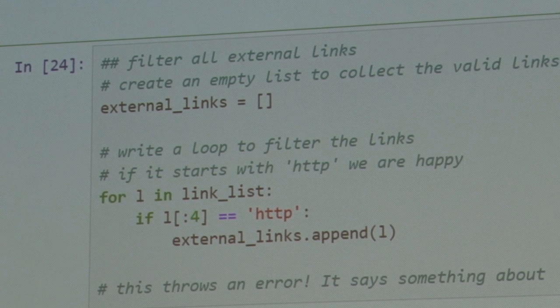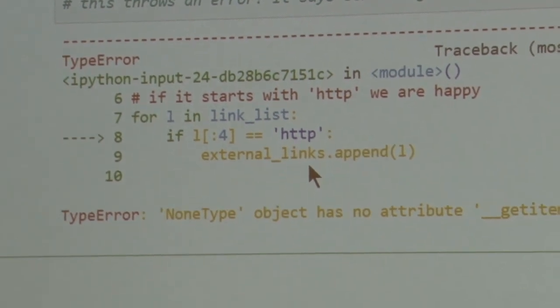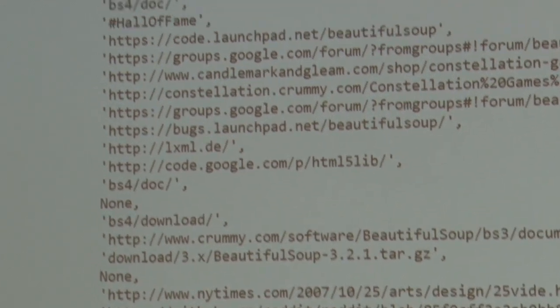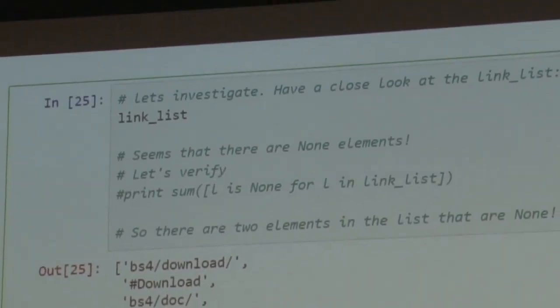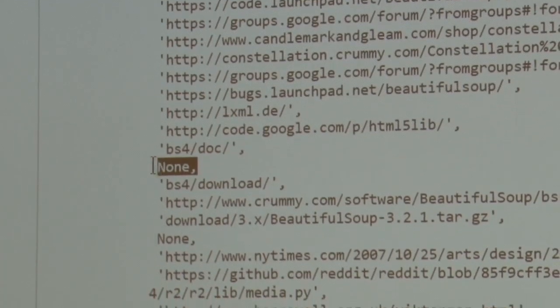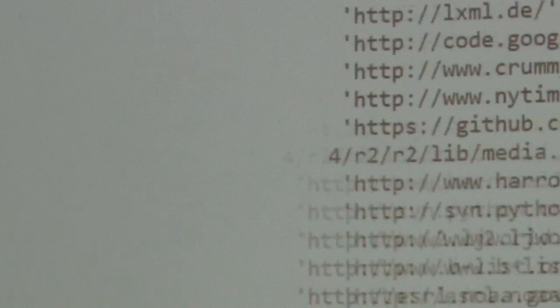And this throws me an error. Why? Because we have these 2 elements in there that are none, and I cannot access the first 4 characters of a none object. Right? So we need to filter for that too. So this is what we do. This is the proof that there were nones in there. You can see the none is here, right? There's my none element. So this is what is causing this error message.